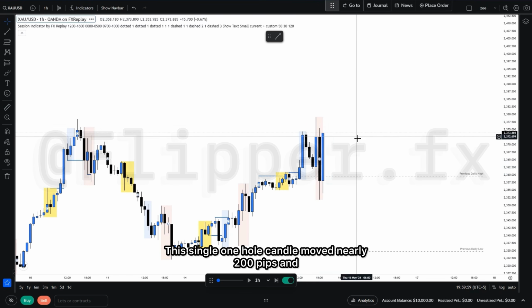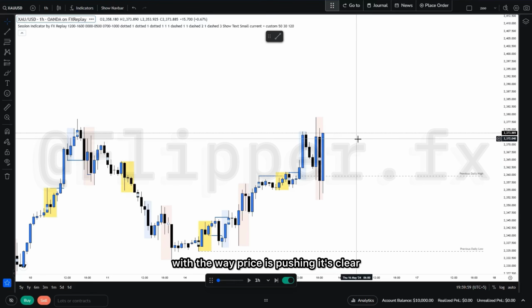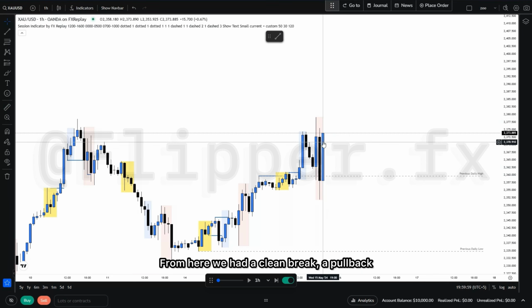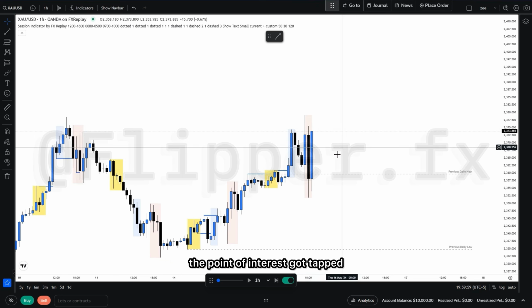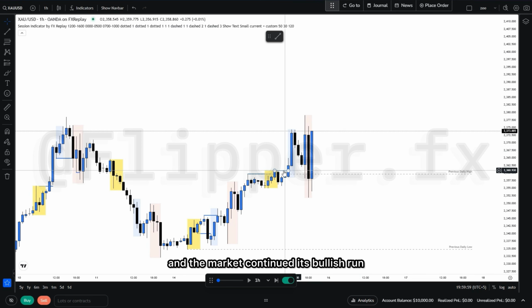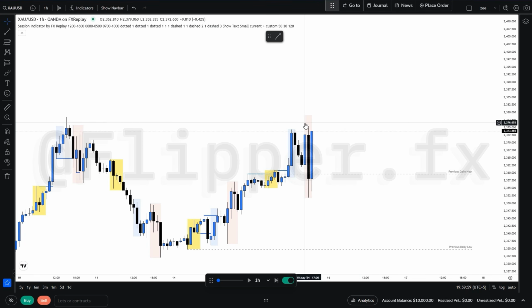This single candle moved nearly 200 pips, and with the way price is pushing, it's clear the market intends to keep going higher. So most likely the market will fly more from here. From here we had a clean break, a pullback. The point of interest got tapped and the market continued its bullish run.